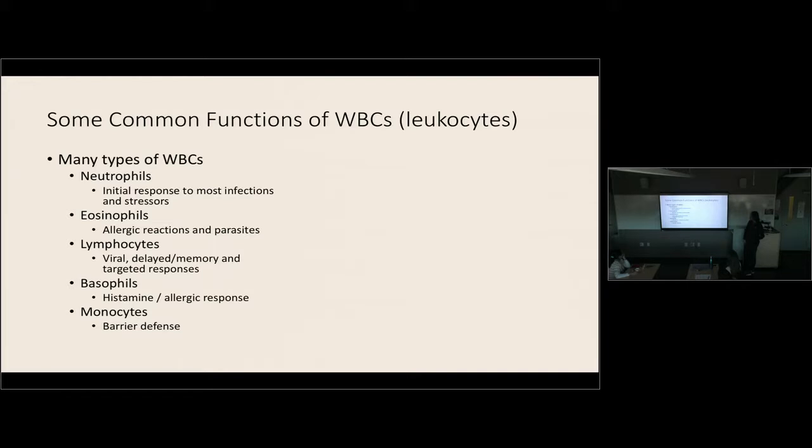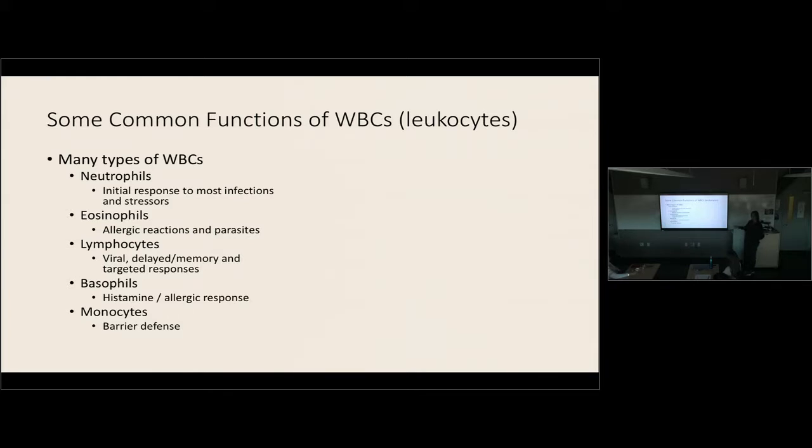So neutrophils make up the bulk of all of our white blood cells, and they tend to be the initial response, so they're that phagocytosing cell. They respond to almost all infections. They're involved in most things because they're that first line of defense. Eosinophils are generally more specific to allergic reactions and parasites.